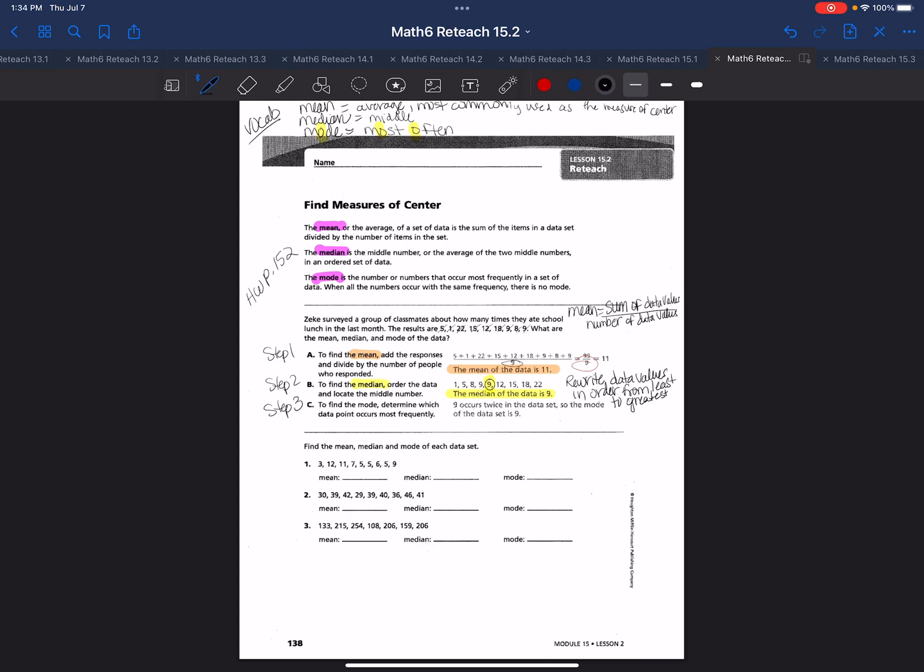Find the mode. What is the number that is most often used in this data set? So we have mode. So if you can see in this data set, 9 occurs twice. So the mode of the data set is 9.